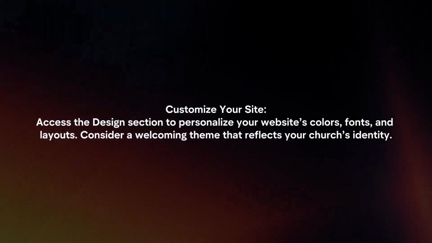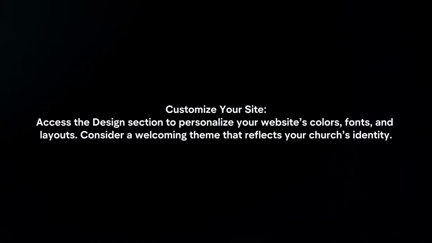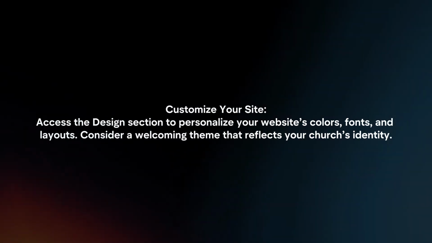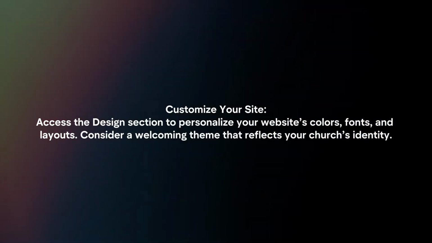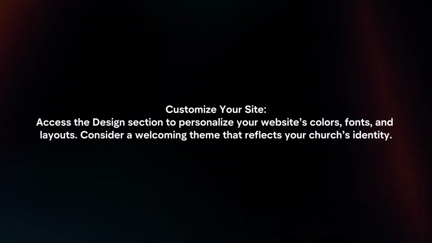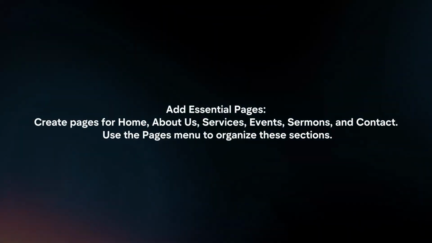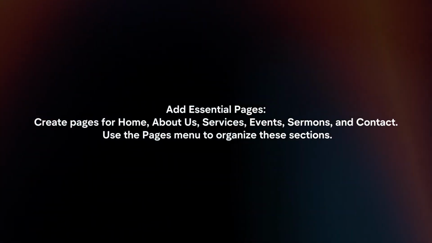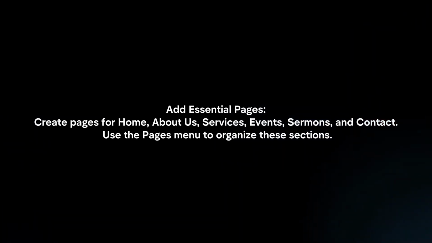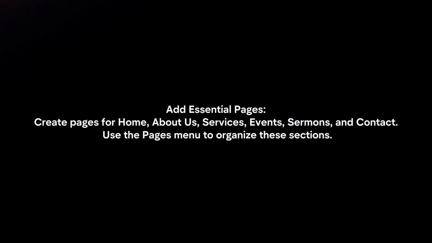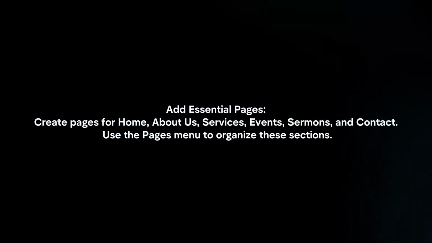Customize your site. Access the design section to personalize your website's colors, fonts, and layouts. Consider a welcoming theme that reflects your church's identity. Add essential pages. Create pages for home, about us, services, events, sermons, and contact. Use the Pages menu to organize these sections.